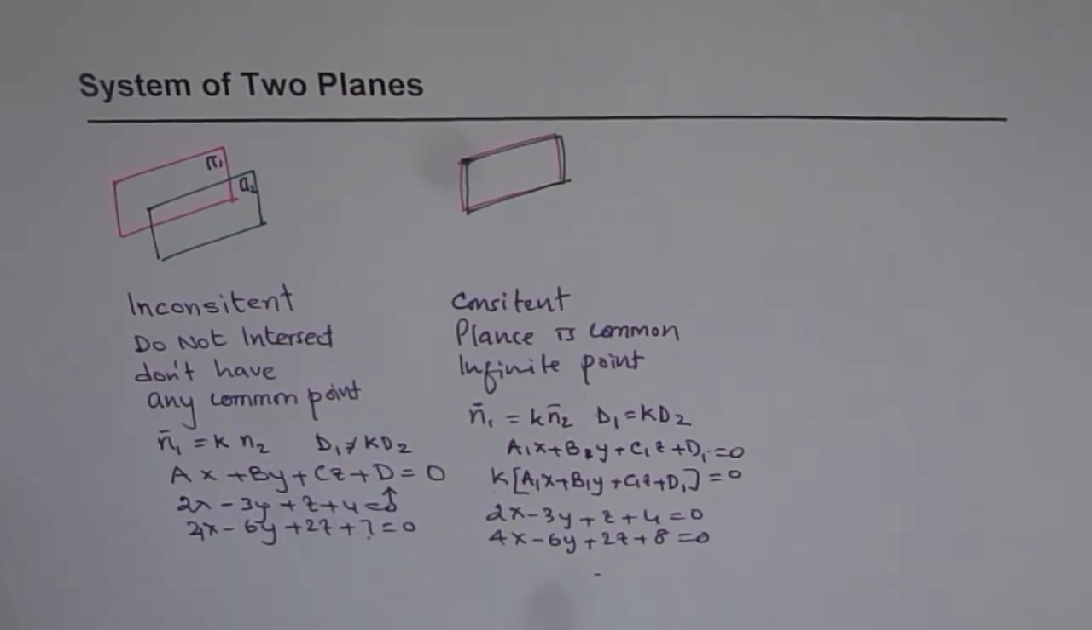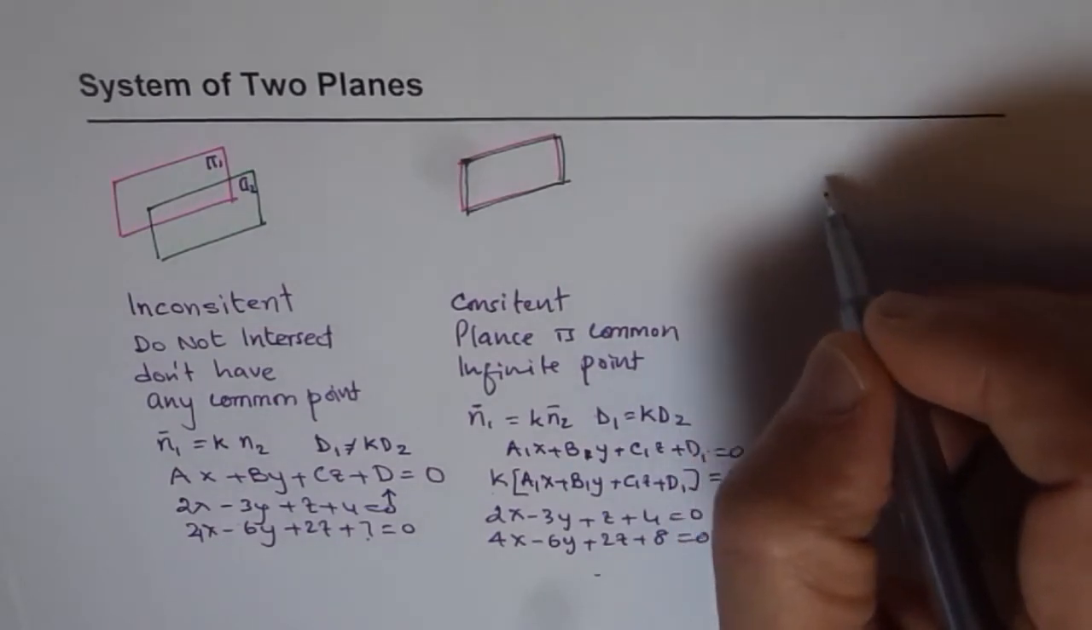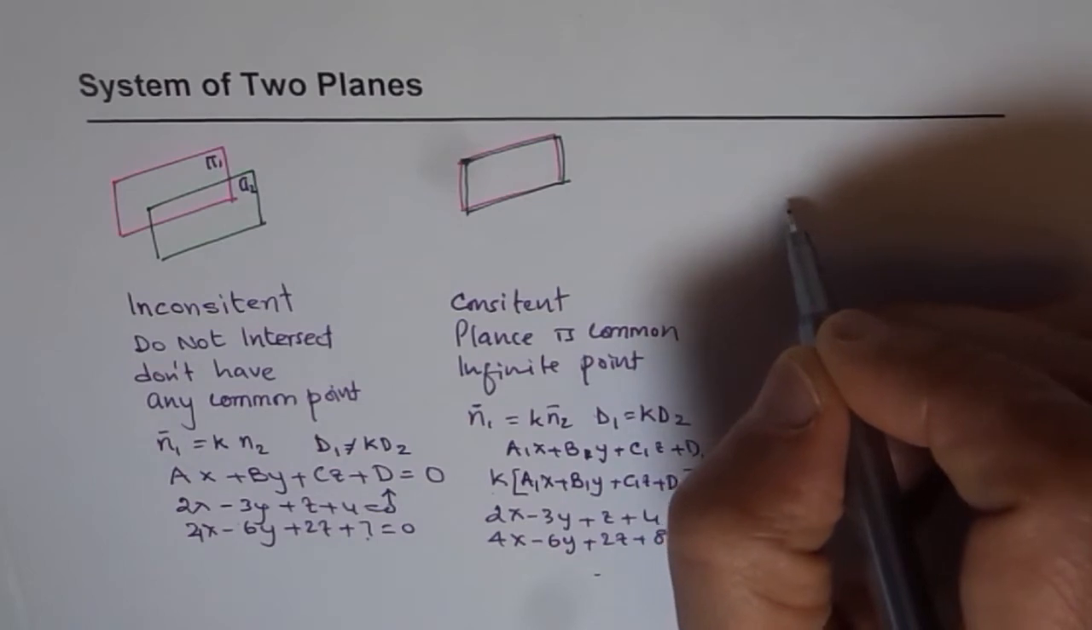So this is a very important criterion to understand, that the planes could have the same scalar multiples of normals. In one case, they could be parallel without any point of intersection, and we'll call that system inconsistent. In the other case, they may be exactly the same, right? And then the system will be consistent, and they will have all points as common since the planes are exactly the same.